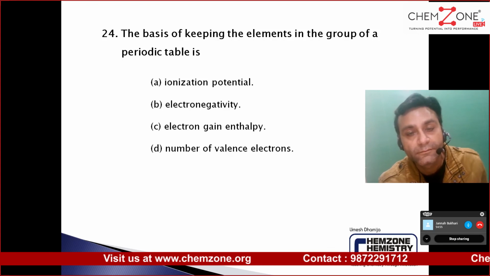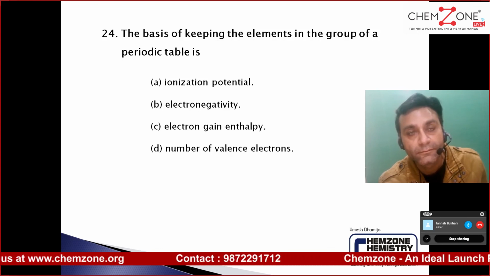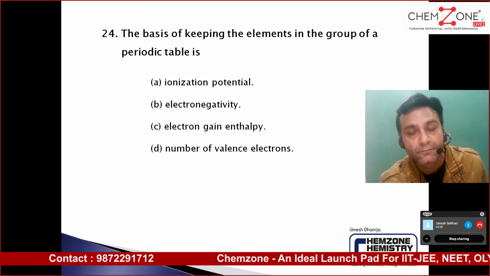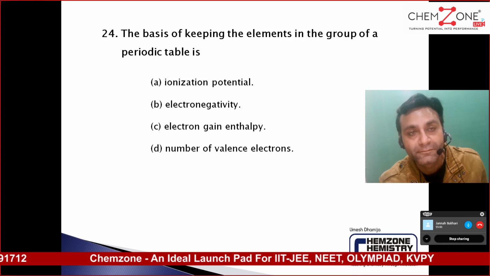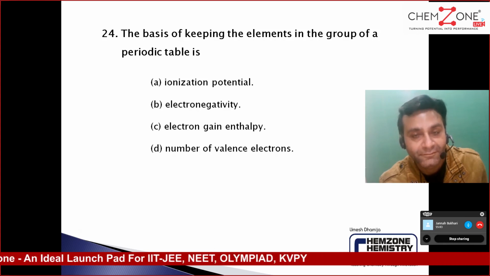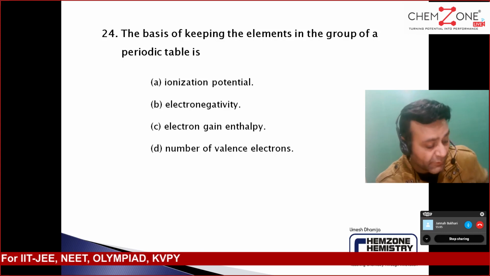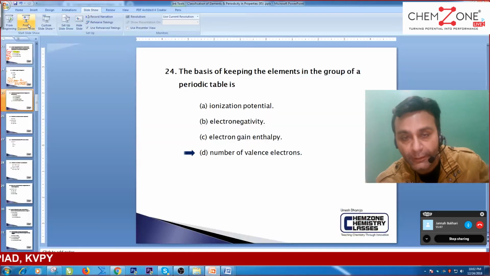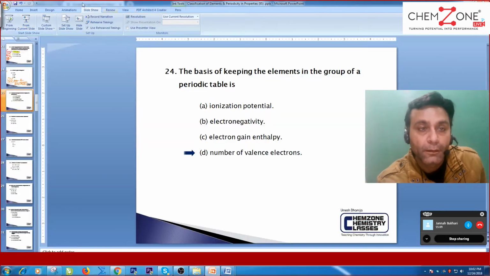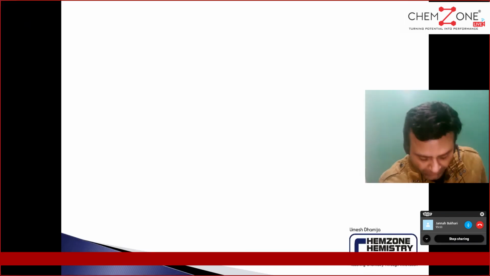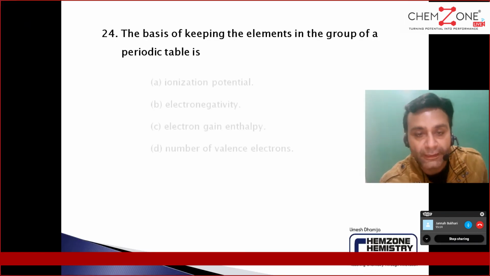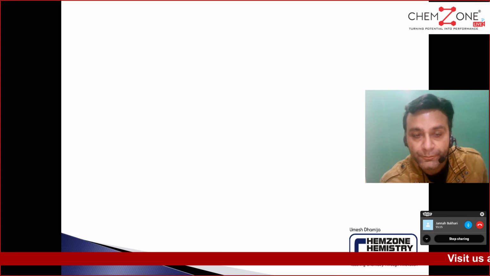This is keeping the number of valence electrons. Number of valence electrons? Yeah. It means all the elements which have the same number of electrons in the outermost shell will be in the same group. Yeah, that's good.